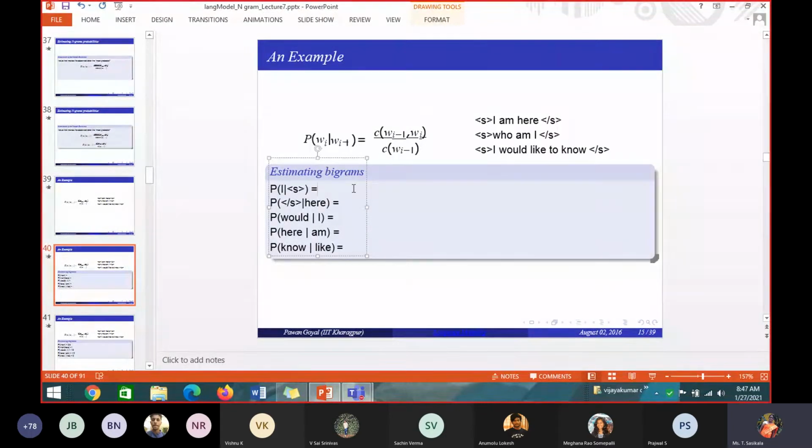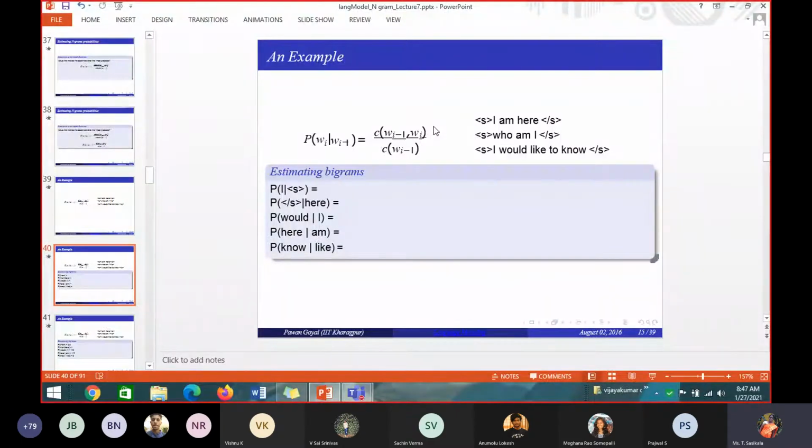Calculate and tell me using this bigram maximum likelihood estimate formula. How many times does I follow the start of the sentence, divided by the total number of start of the sentence? 2 by 3. So the probability of I occurring after S is 2 by 3.